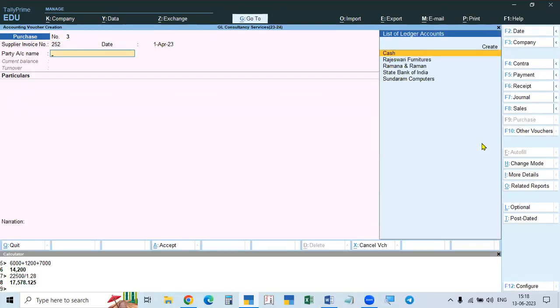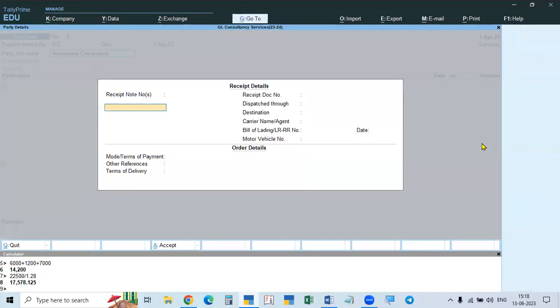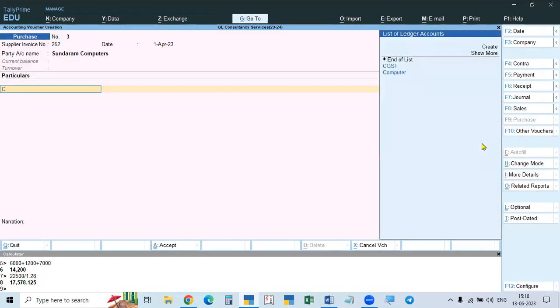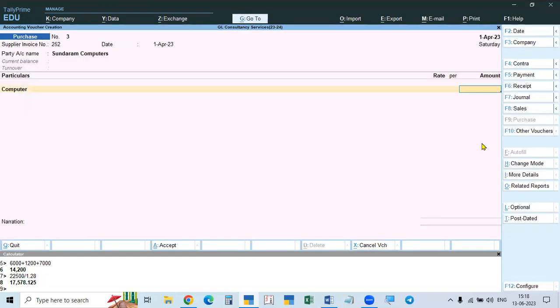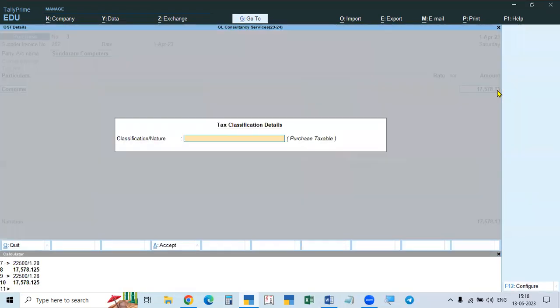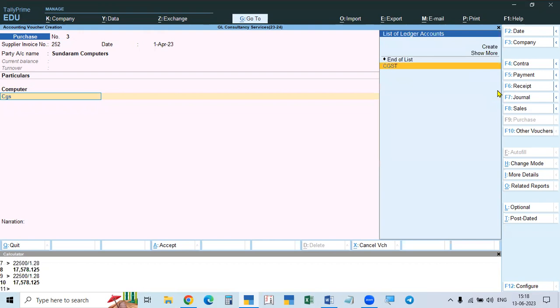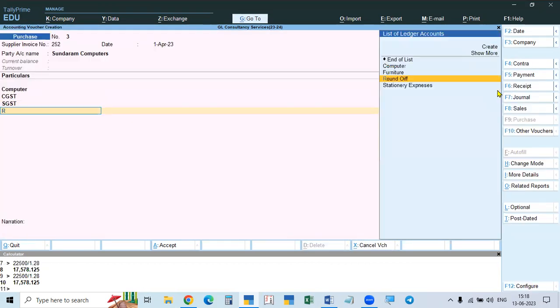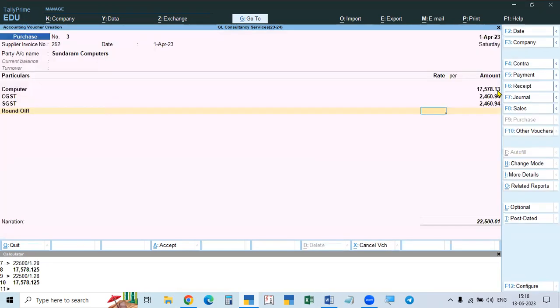Computer purchased. So here we have to take on Alt C 22,500 divided by 1.8. So that is already calculated, and then CGST and SGST. Okay. So here the round off we have created, but here it is not automatic. We have to give minus 0.01. So if you look, it is rounded off.